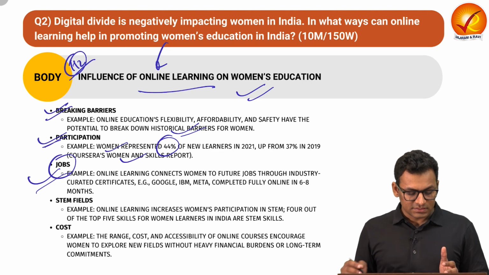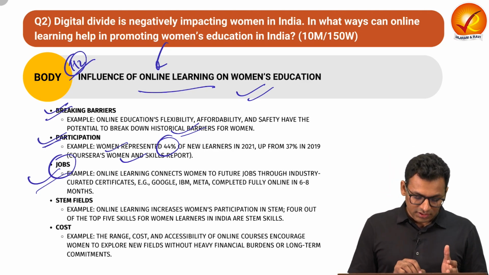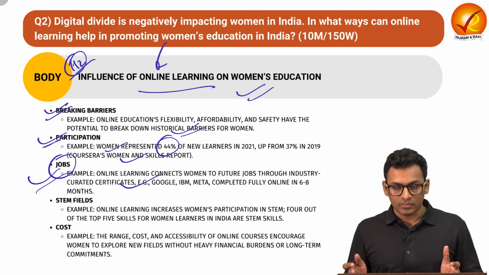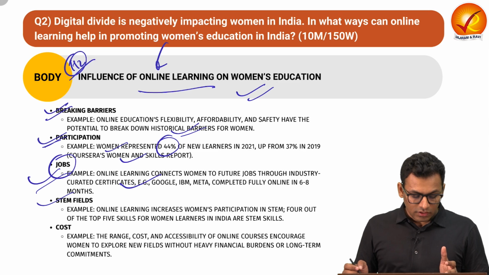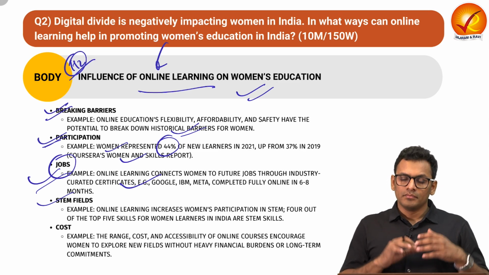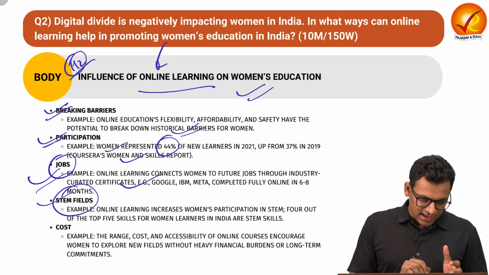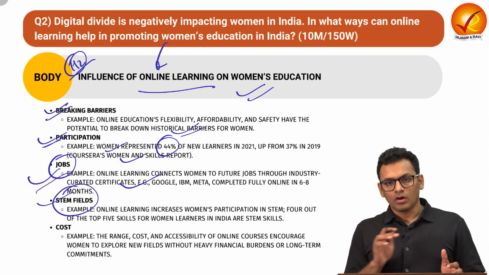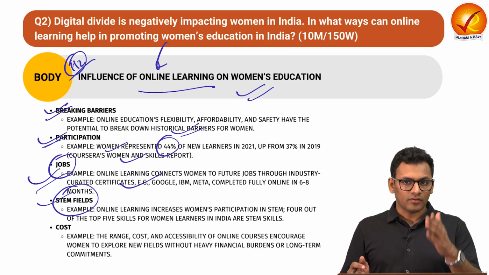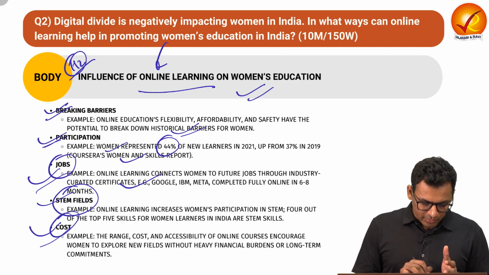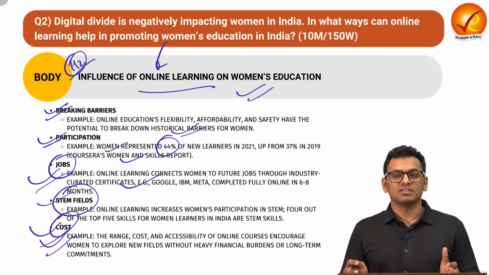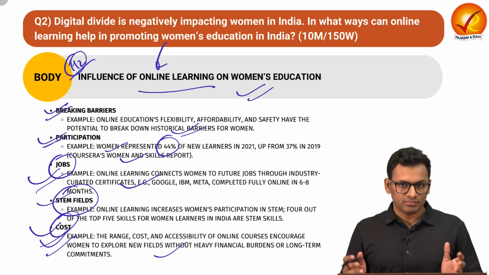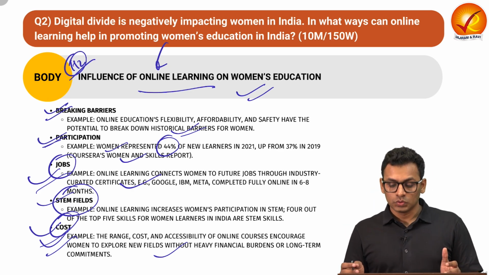Next, it also helps with respect to employment and jobs. We understand education leads to skills, and those skills can be translated into economic advantage. Next, we are also looking at the breaking of barriers in fields like STEM. There is an increase in participation of women in the STEM field due to access to online education. And we are also talking about cost, how online education comes at an affordable cost and thus helps with the access problem. So that is all for heading 2 of the body.